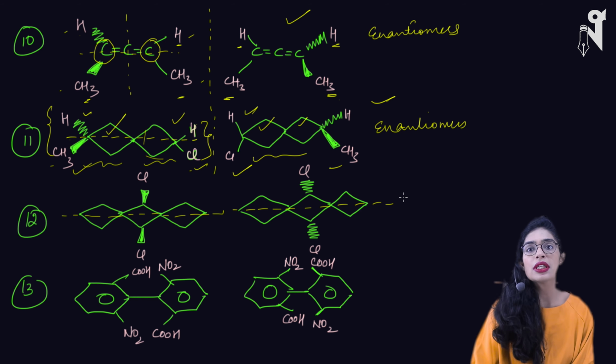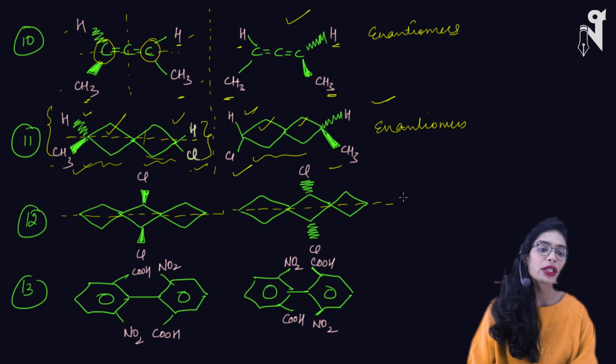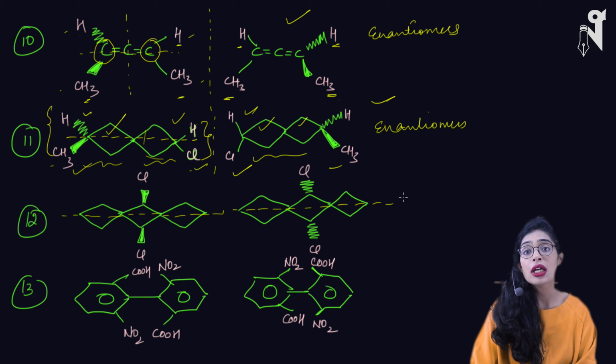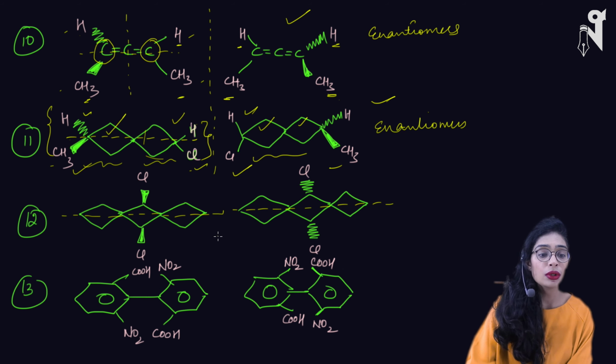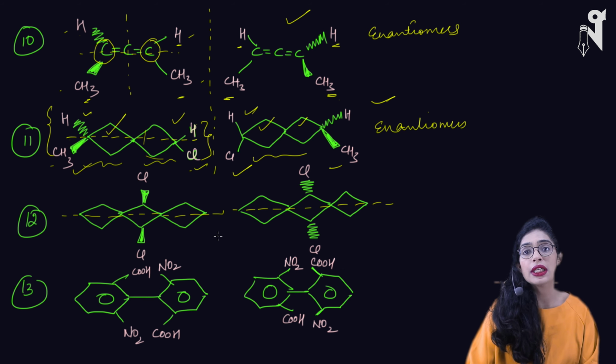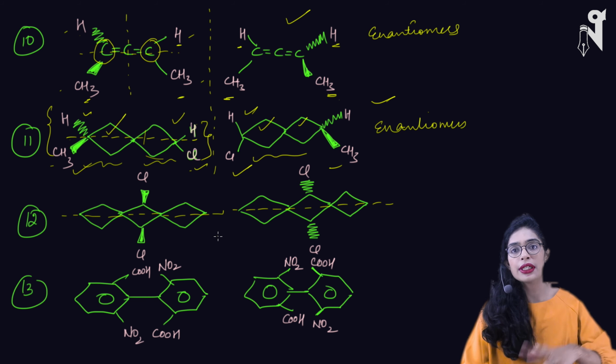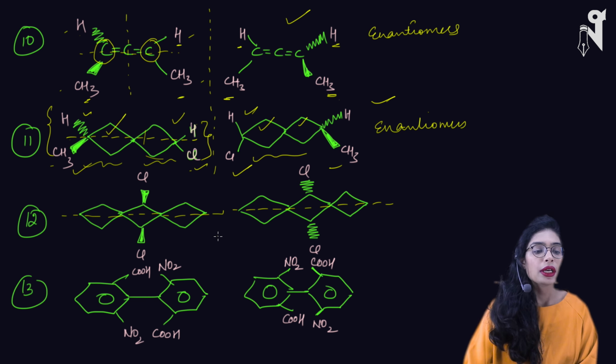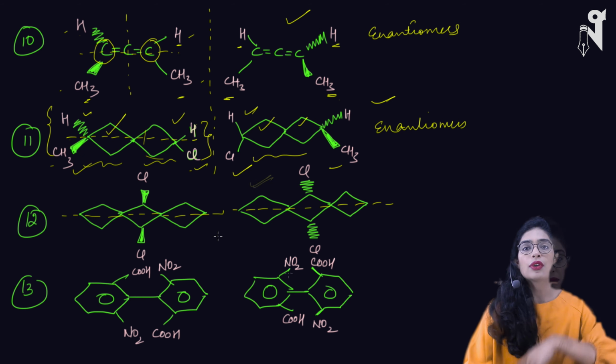Now we have to see whether these are diastereomers or what these molecules are exactly. Diastereomers must not be mirror images. They can be optically inactive, they can be anything. They can be optically active, or one optically active and one optically inactive.